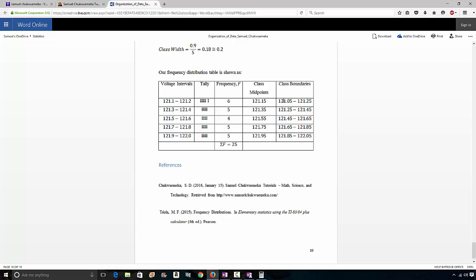And with the class boundaries, it's the same thing we did. For this one, the upper class boundary of the first class will be the average of the upper class interval of this first class and the lower class interval of the second class. And you see there are no gaps here.